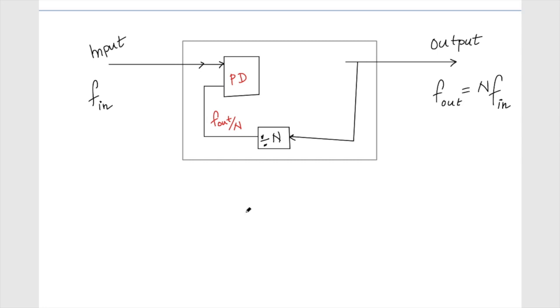PD stands for phase detector. What it does is it tries to detect the phase difference between these two, and it will give an output which has the information whether the phases of these two are the same or not. Now, of course, the question may come: we are trying to make the frequency n times higher, so why are we not using a frequency detector to spit out this information instead of a phase detector?